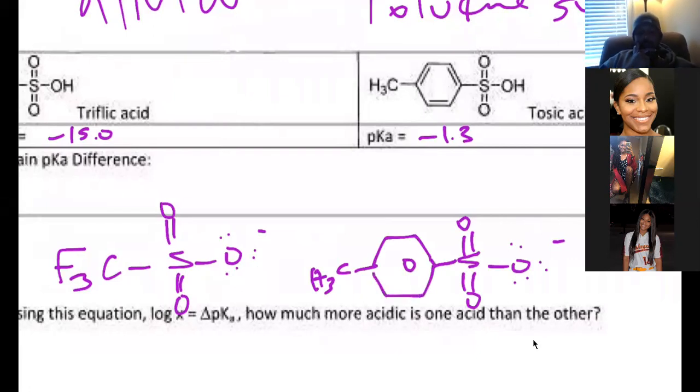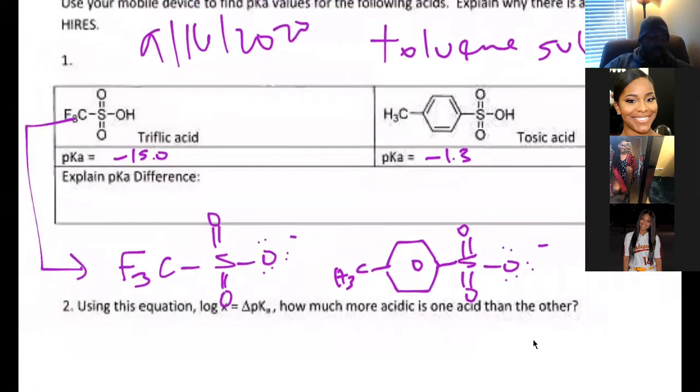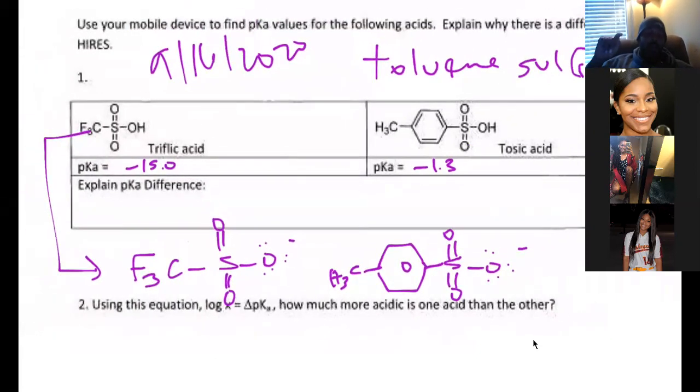All right. So now how do we explain the pKa difference? What are we looking at? We're looking at the atom where the negative charge is. Wherever that atom is in the conjugate base, that's the atom we're looking at to see how we're going to stabilize this negative charge. What can we rule out of our 5 factors?